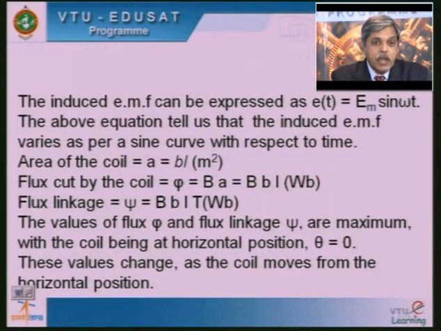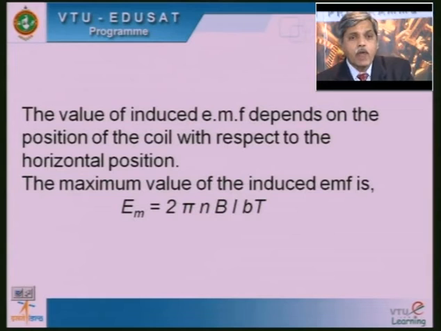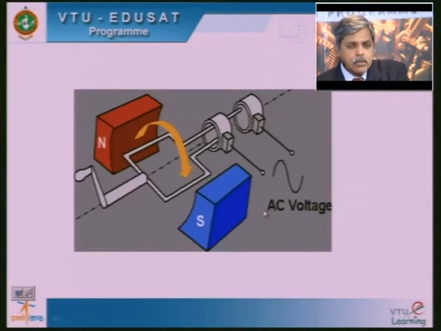These values change as the coil moves from the horizontal position, as theta changes. The change in the position will give us a different value of the induced EMF. Therefore, we say the value of the induced EMF depends on the position of the coil with respect to the horizontal position. The maximum value of the induced EMF is Em equal to 2 B L b omega T. So this is one of the methods of rotating a coil.